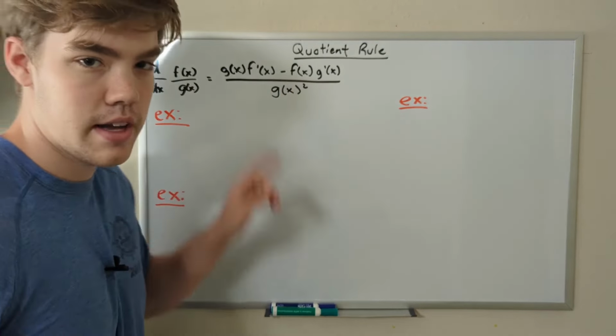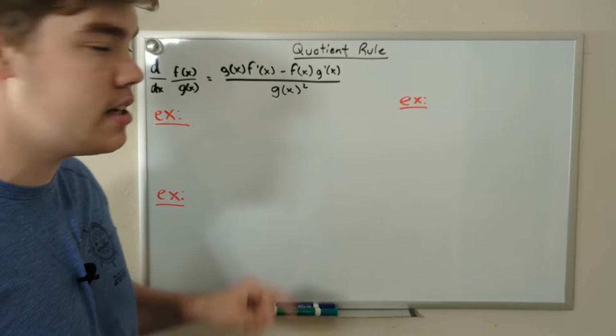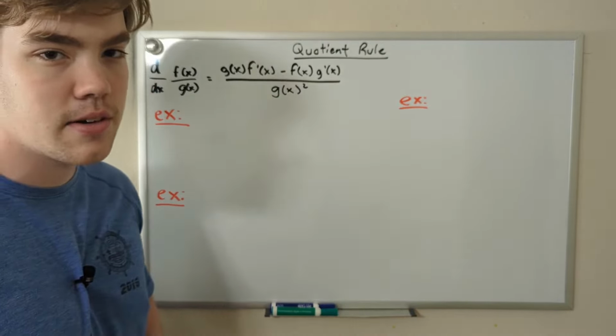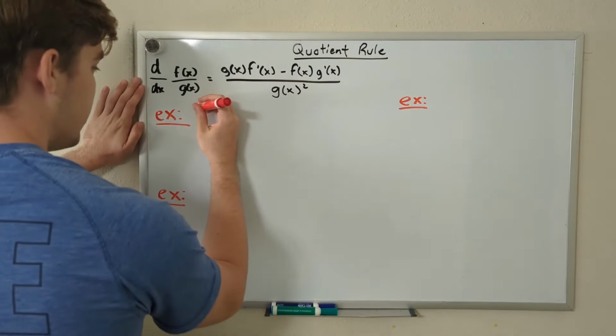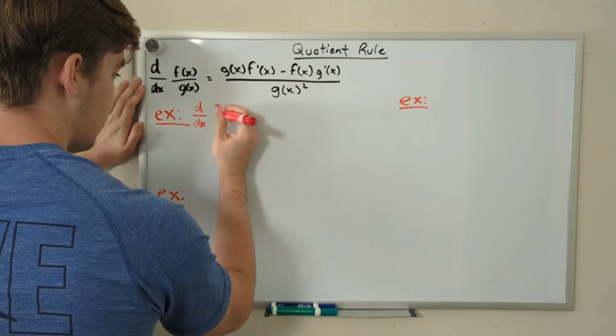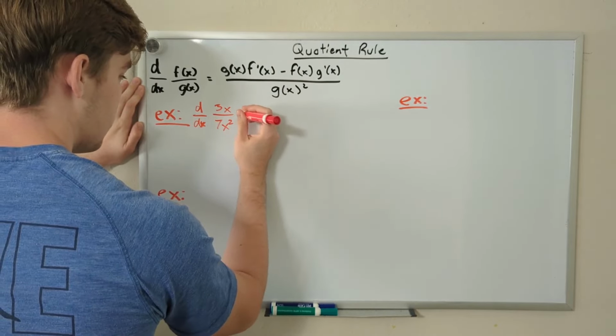This is the quotient rule, and we can use this to solve any derivative where we have one function being divided by another. And we'll do 3 examples in today's video. Our first example will be we need to find the derivative of 3x divided by 7x squared.